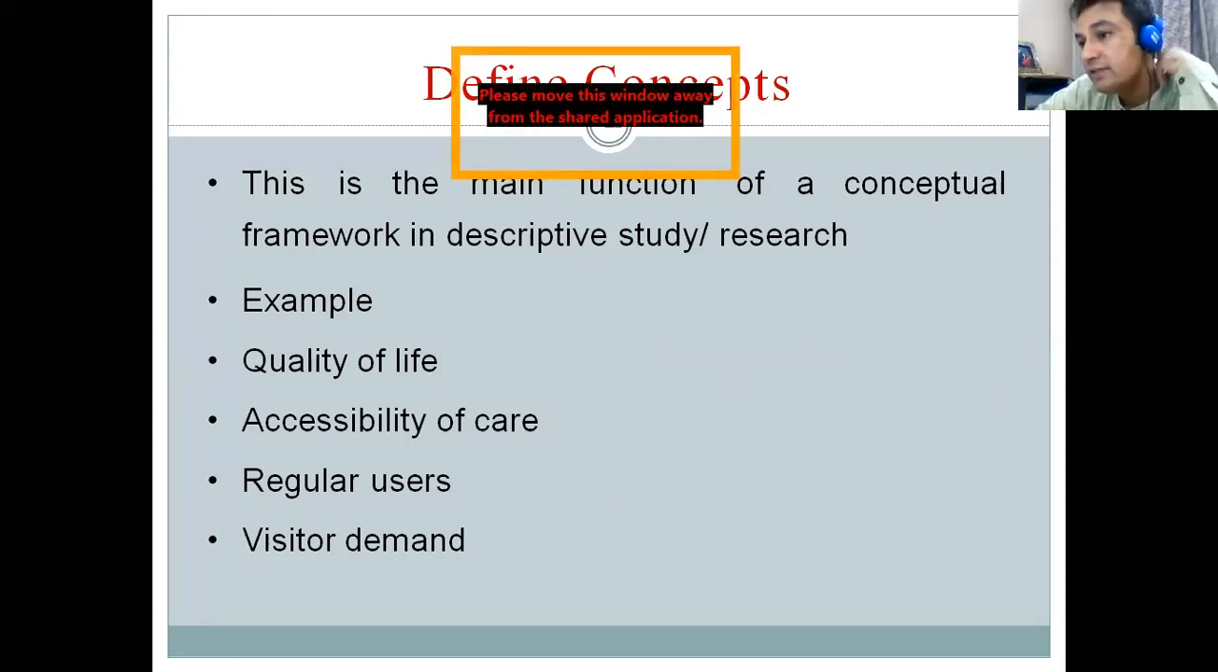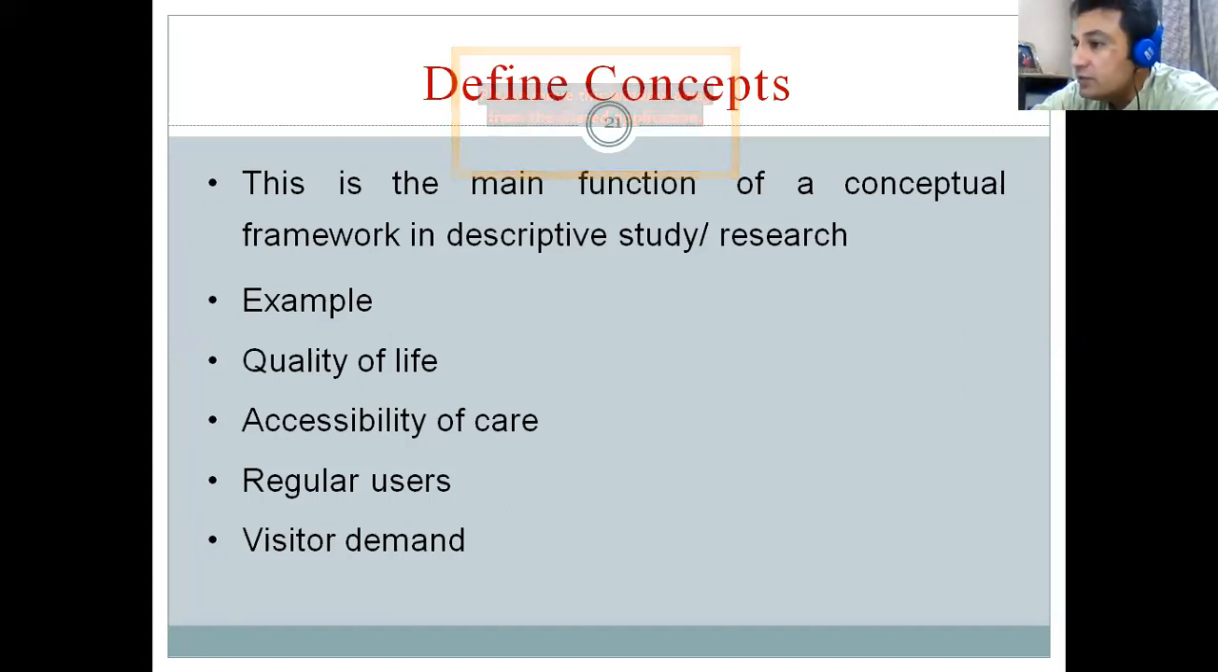So what is the main function of the conceptual framework in a descriptive study or in research? It should be exemplary. We have to start with some examples. Like we can discuss quality of life, accessibility of care, regular users, visitor demand. These are different concepts, and this is how you can define your concepts. I have just provided a list.